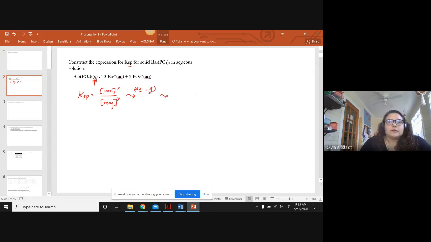So how is this going to look? It's going to be the products, which is this side. So the concentration of barium times the concentration of phosphate raised to the power of the coefficients. So barium is raised to the power 3, phosphate is raised to the power 2, and the reagent is a solid, so I don't include it. So this is my KSP expression.